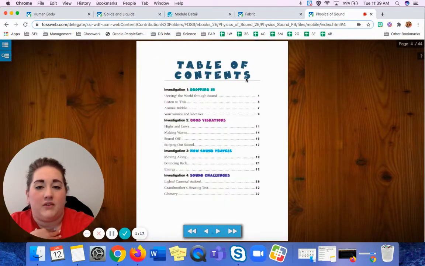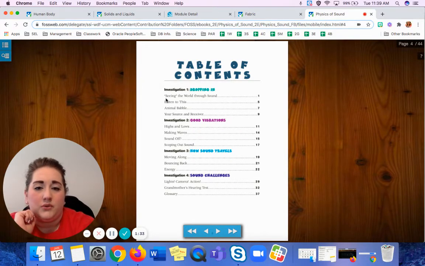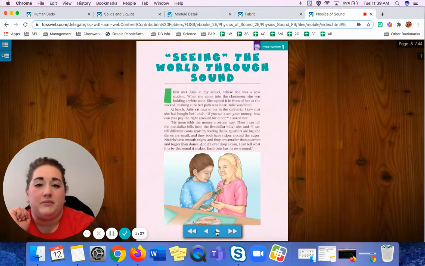Physics of Sound. Once again, here is our table of contents. So we have all of these stories to look through in this book. We might not get to all of them, and that's okay. The story we are reading today begins on page 1. It is called Seeing the World Through Sound.